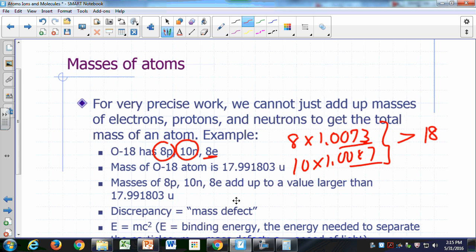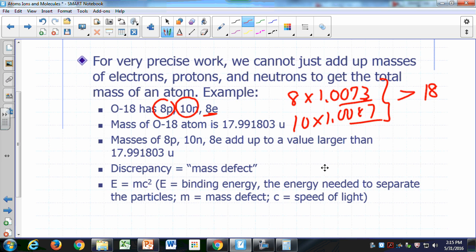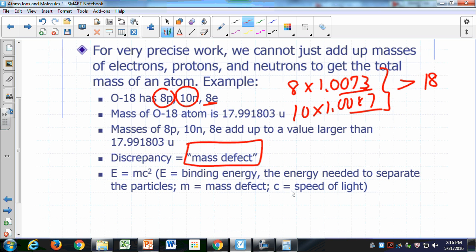No, the electrons don't have a negative mass. If you add the mass of the electrons, there's even more. So this discrepancy is known as the mass defect. Basically the way we explain that is that in order for these particles to come together to form a stable atom, they have to lose energy. So you have to put that energy back in order to separate the atoms.